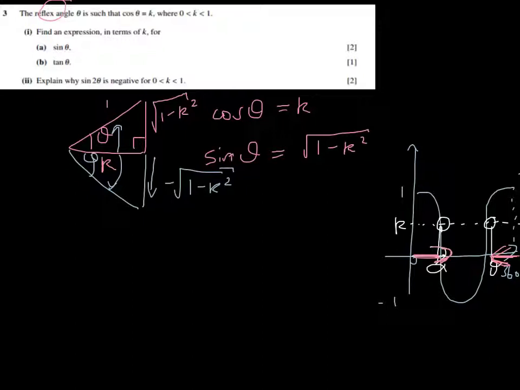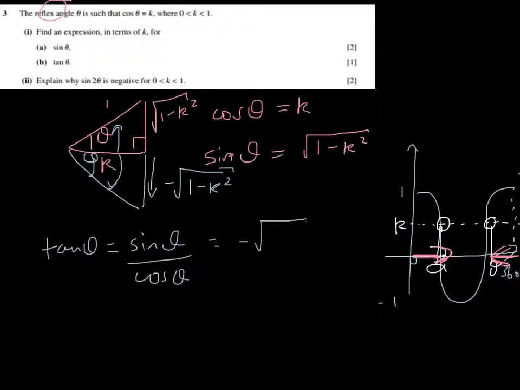Part B of that one is pretty easy because they're asking you for tan theta, and you know that tan theta is the same as sine theta over cosine theta, so you can just recycle your answers. Well, you know that sine theta, from what we've just done before, is negative root 1 minus k squared, and cosine theta they gave us originally, which was k. So there you go, that's tan theta.